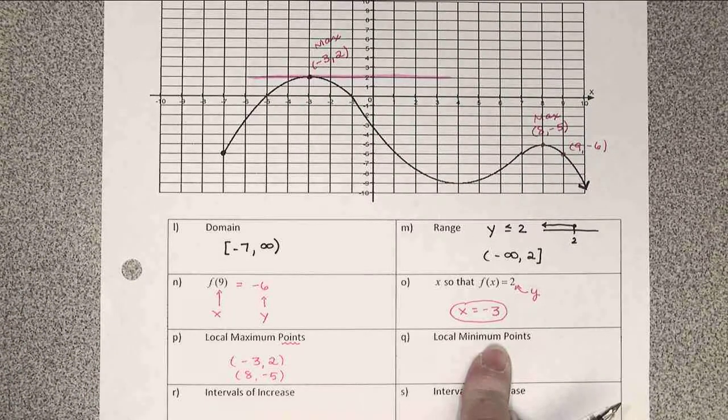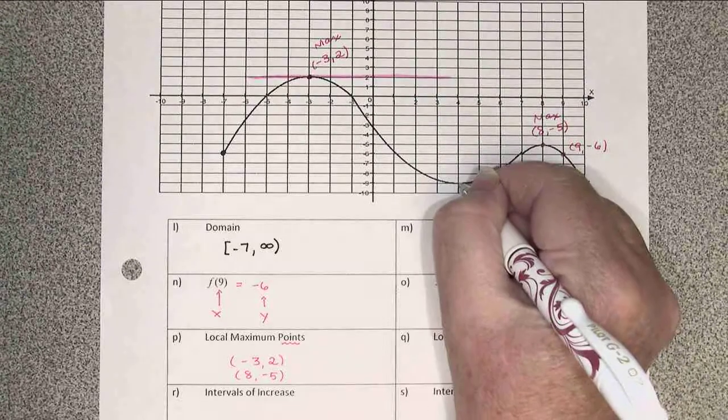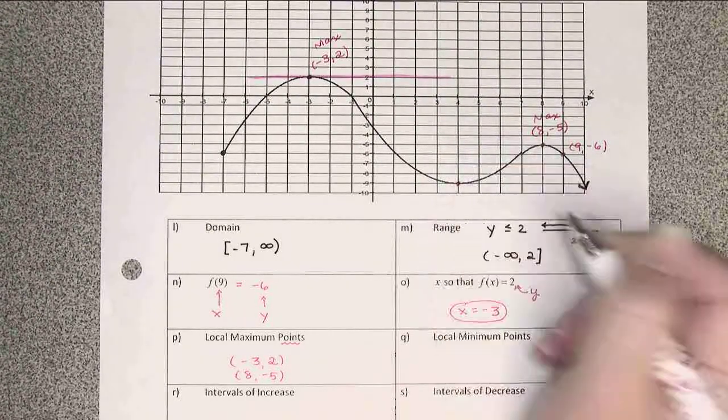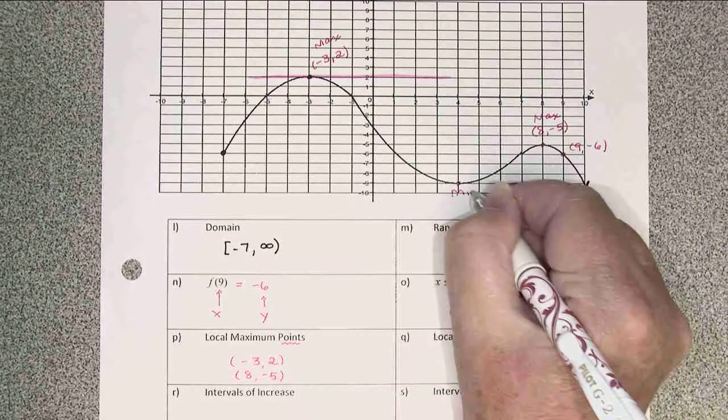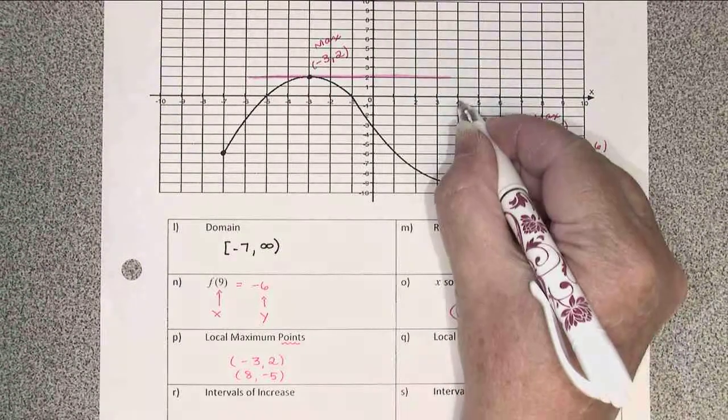Local minimum points, I'm only seeing one of those. Bottom of a valley occurs right here. And that's at the point 4, negative 9.